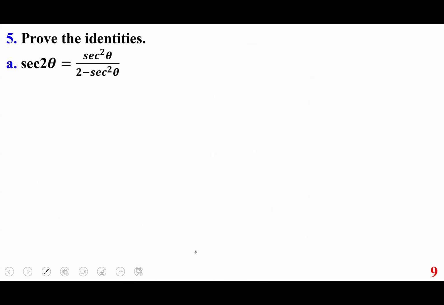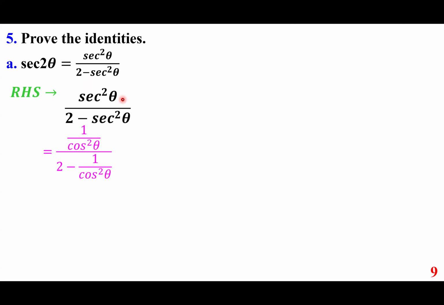We want to prove the identities. In this case, secant of 2 theta is secant squared theta over 2 minus secant squared theta. We want to prove that. So we start with one side. Clearly, the right-hand side, RHS, is more complicated. Let's start with that. And let's change everything to sine and cosine. Secant is 1 over cosine. So this is 1 over cosine squared, over 2 minus 1 over cosine squared.